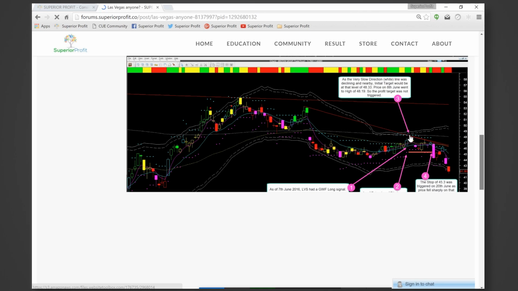It did go very close to upper boundary, and in this case we have a declining white line. That's very slow direction line. As I explained, if there is a declining line, our profit target should be that. So it did go very close to that. Actually, our profit target would have been 48.33. It went to high of 48.19. But that is fine. Sometimes life is like that. It didn't hit the target. So it did come out and then try to go up again.